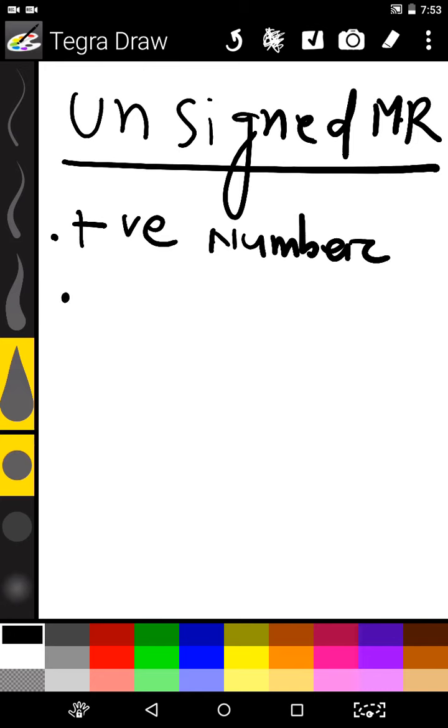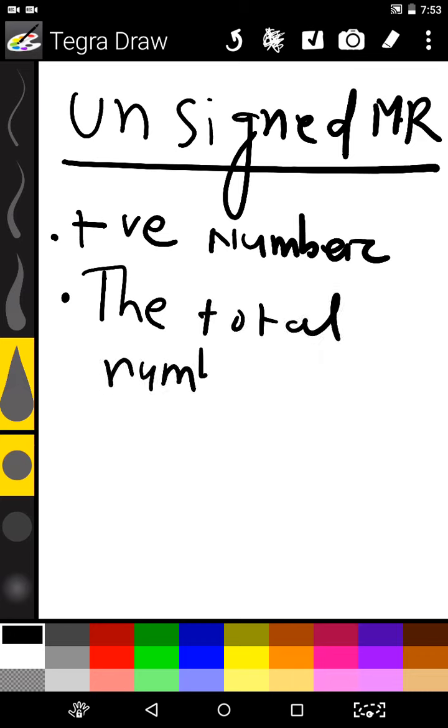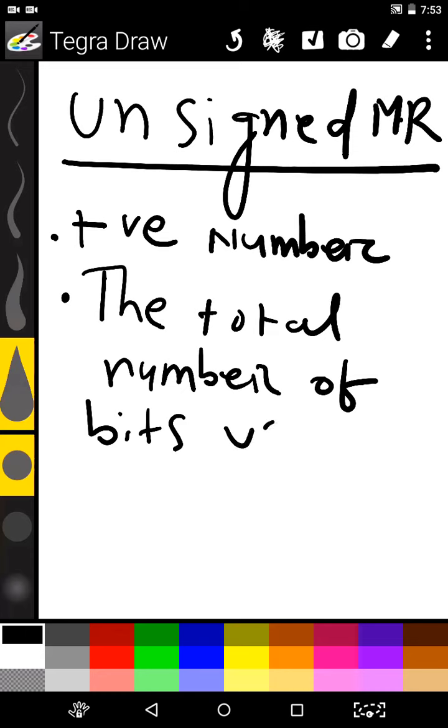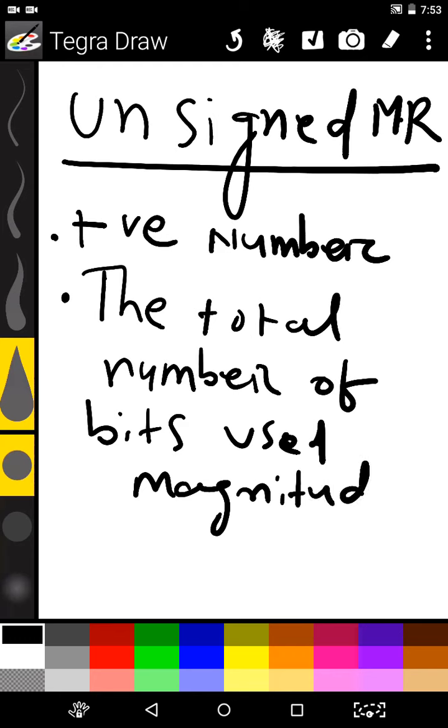The total number of bits is used for the magnitude only. There is no bit used for the sign, whether it is positive or negative. By default, unsigned magnitude representation is used for positive numbers. The total number of bits is used for the magnitude only.